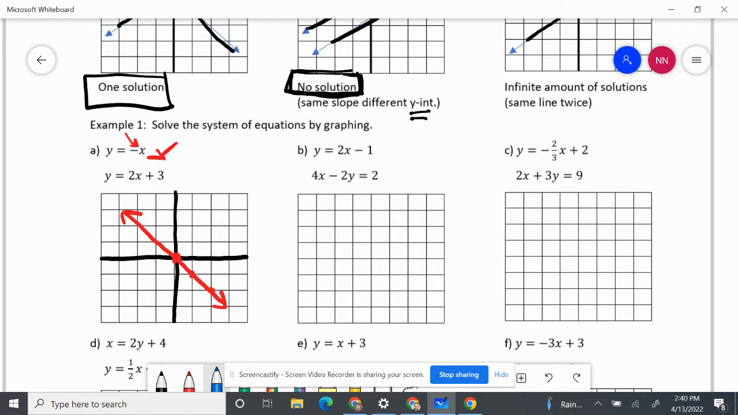For the second one, my y-intercept is 3, so I plot a point at 3. My slope is 2, so I'm going to go up 2, to the right 1, or down 2, to the left 1. And I see that it crosses right here. So this is just like what we did last time, where we have our one solution, negative 1, 1.